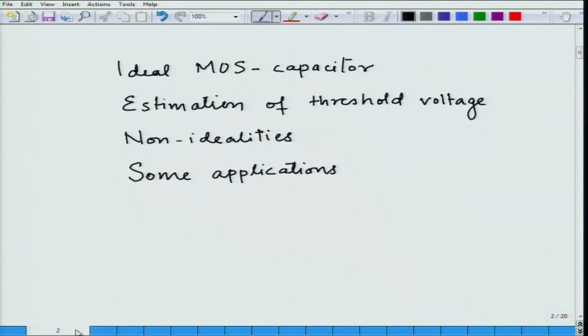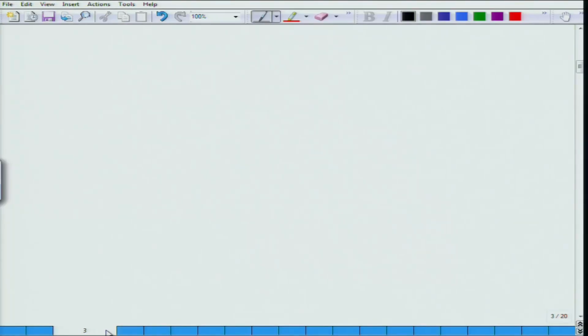So, in today's lecture we are going to cover these aspects. We will look at the ideal MOS capacitor, how it gives the capacitance. We will look at how we estimate the threshold voltage, which is an important parameter for these MOS devices. Then we will look at some of the non-idealities. We really do not have time to get into the details of that, but we will see the effect of some of the non-idealities, and then we will see some of the applications of the MOS capacitor in electronic devices. So, let us start with the ideal MOS capacitor.